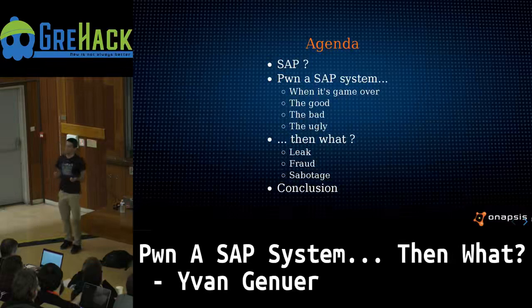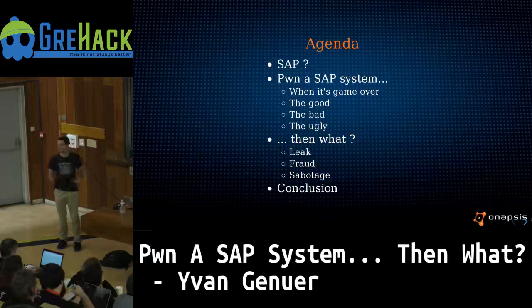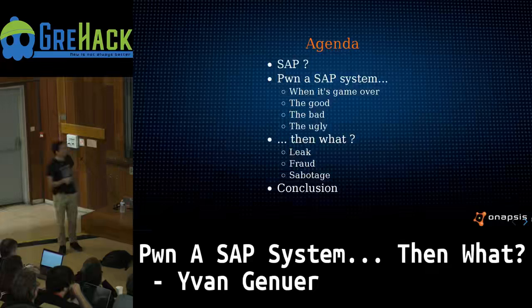It's basically what you can do when you compromise an SAP system. This is what we do when we perform a pen test, and this is what we are not able to do because we can't change the system. So I try to show you what is possible to do against an SAP system, and a slide for a conclusion.